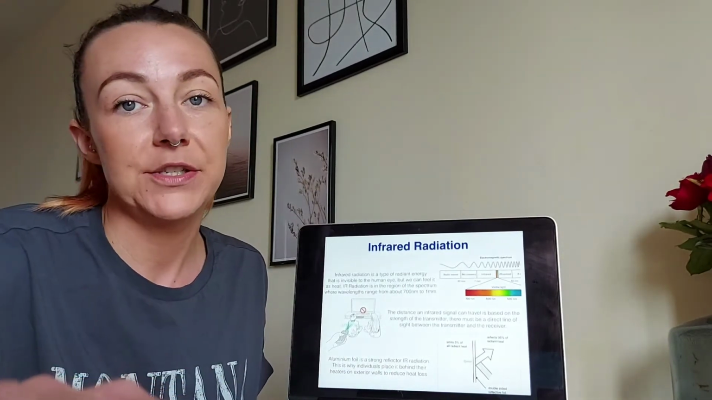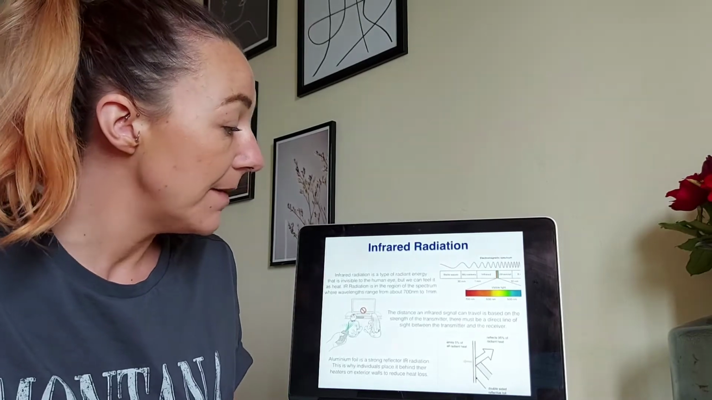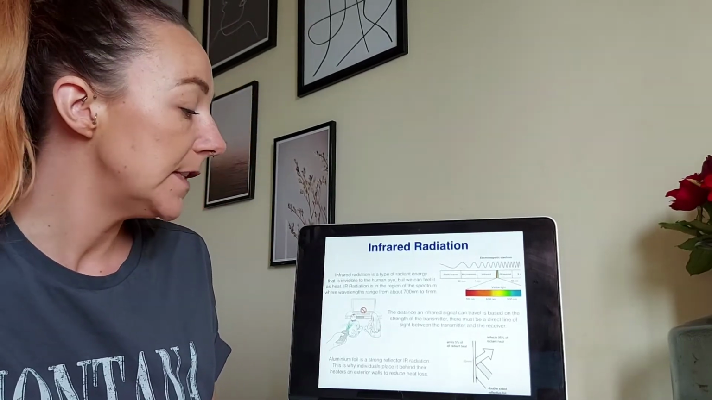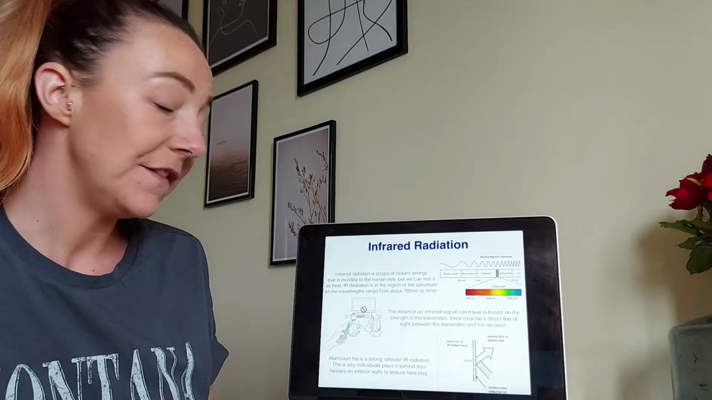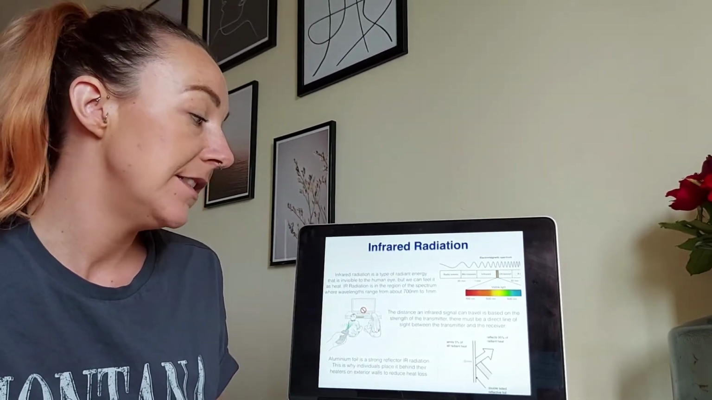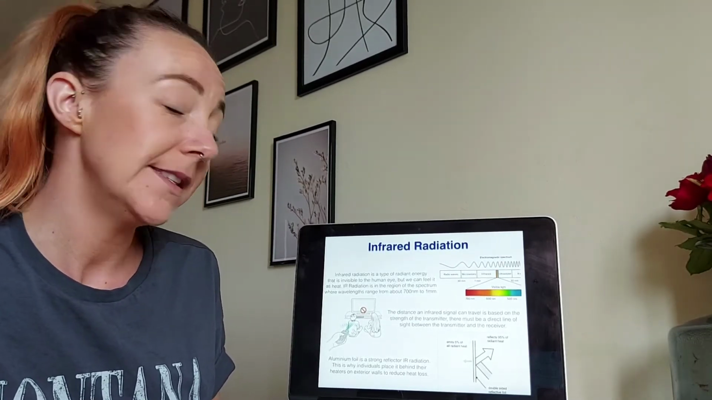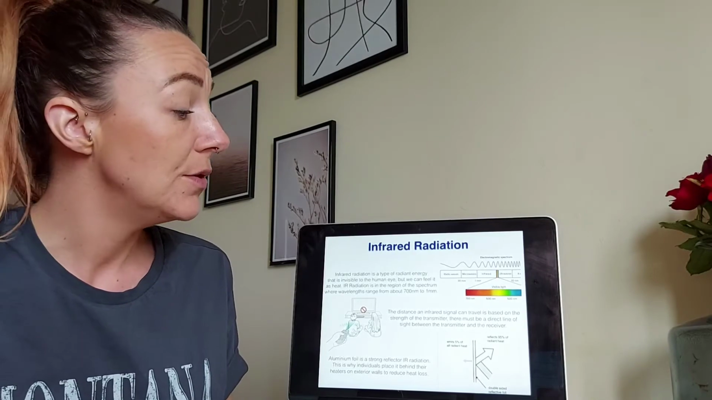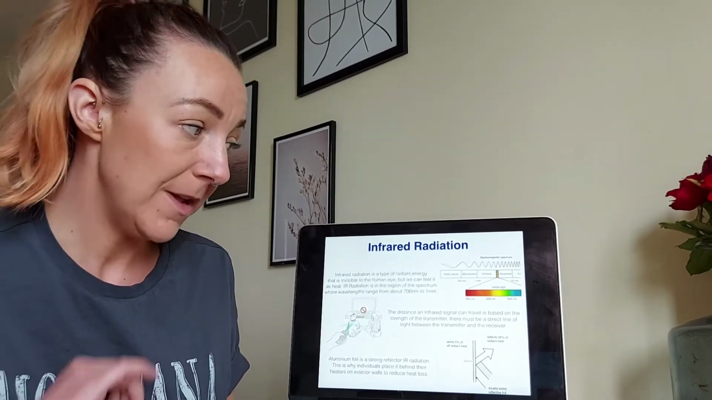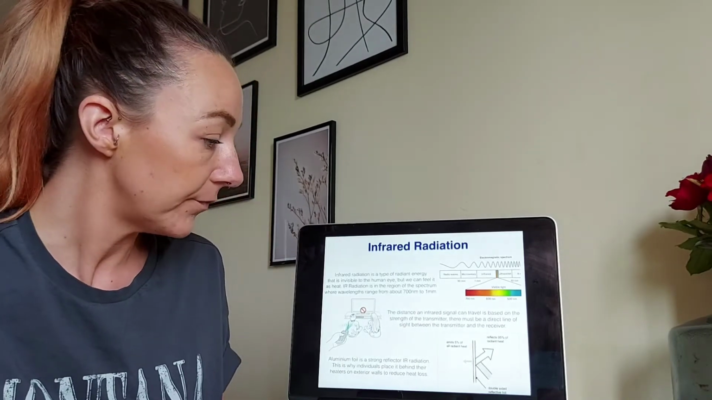Infrared radiation. Infrared radiation is a type of radiant energy that is invisible to the human eye, but we can feel it as heat. Infrared radiation is in the region of the spectrum where the wavelengths range from about 700 nanometers to 1 millimeter. And we can see here it's just outside of visible light on the spectrum.